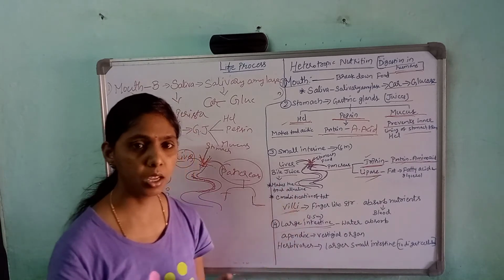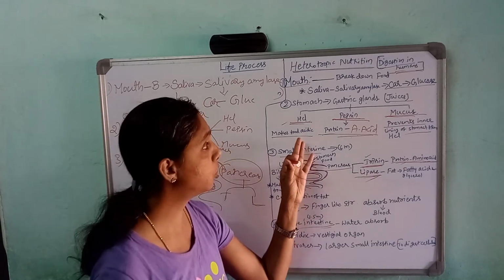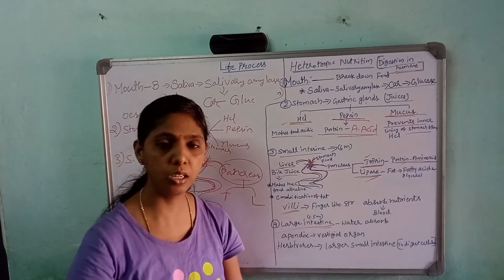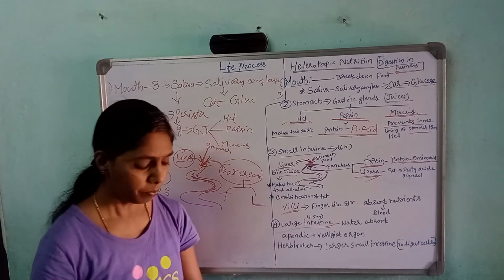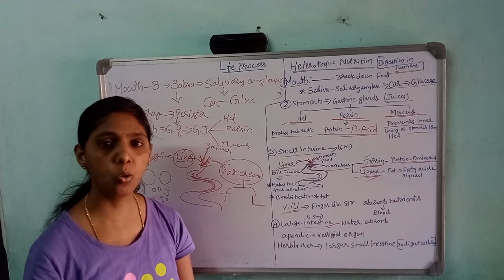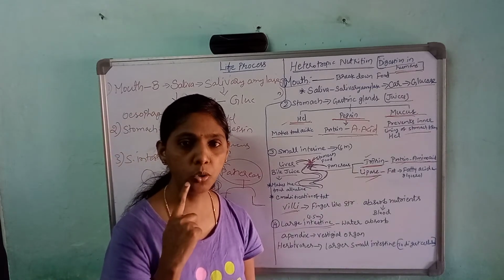Okay, so this is the process of digestion. Write the process of digestion. If they ask from the beginning till the end, you have to write. Okay, so once again I will sum up. See, this is how digestion goes on in the human digestive system. Digestion starts from the mouth.